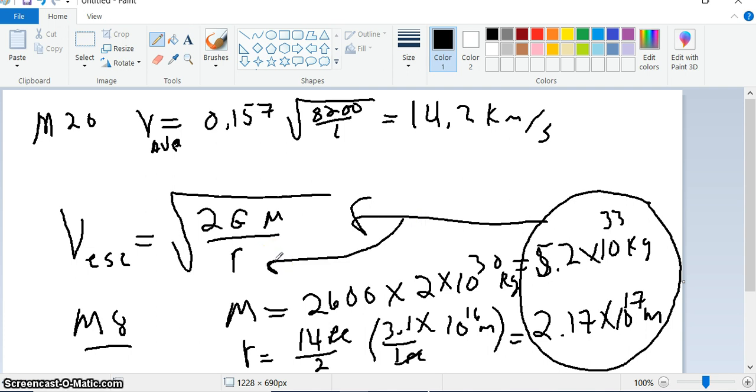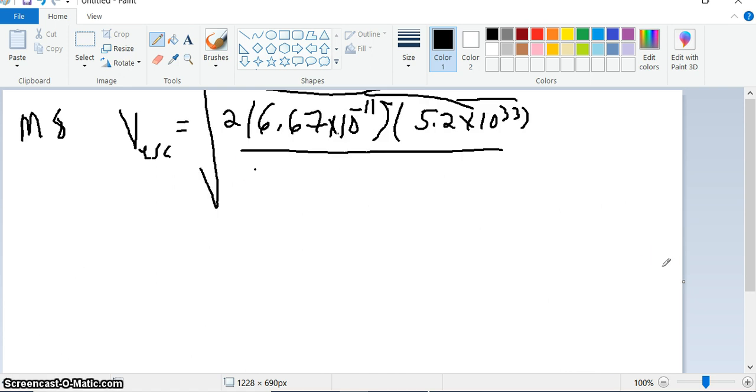G is just a constant of the universe. It's always the same. And of course, 2 is always the same. So we're going to put those in and calculate the escape velocity of gas just at the edge, 7 parsecs from the center of this cloud. Just at the edge of the cloud.